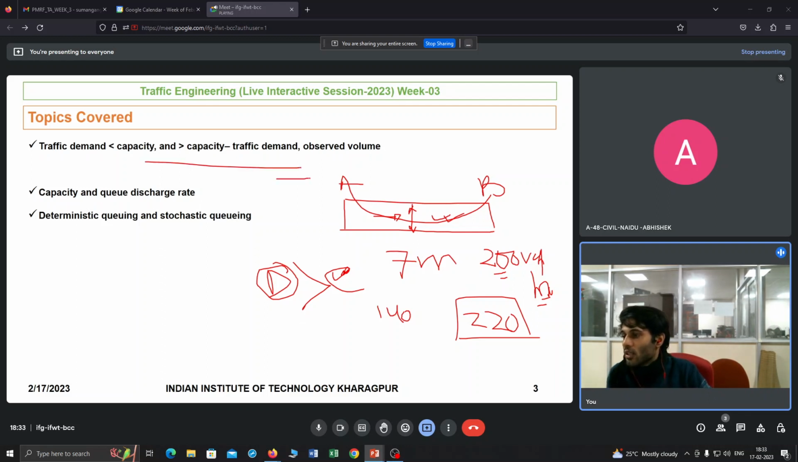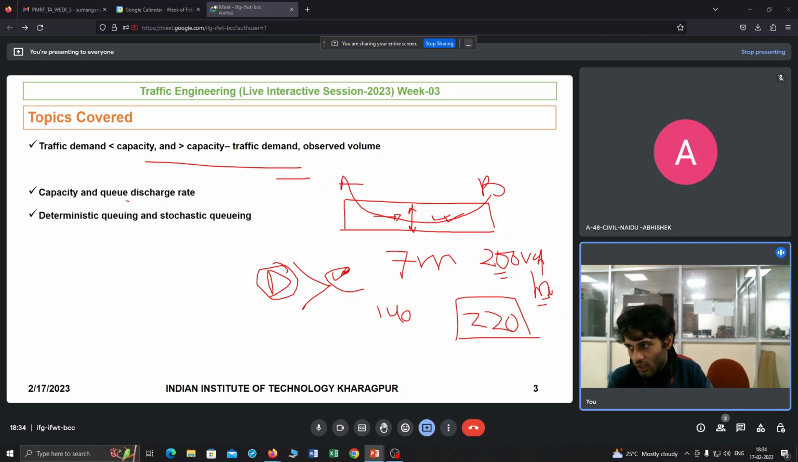So this is called queuing, and when can queuing occur? Whenever the number of vehicles coming is less than your capacity, there is no chance of queuing, right? So vehicles will pass. But in these scenarios, whenever your demand is greater than capacity, there is a chance that queuing will occur for sure, right?